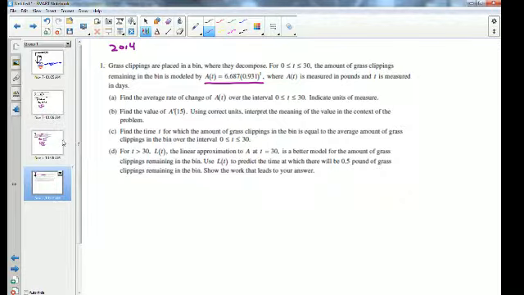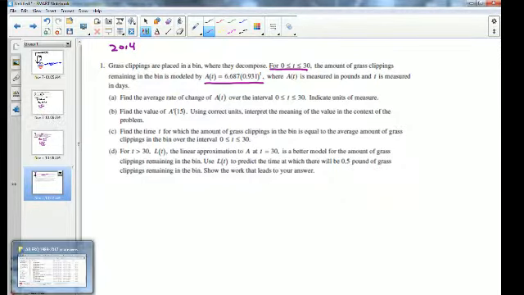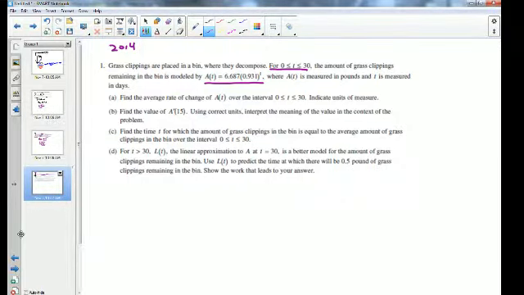Grass clippings are placed in a bin where they decompose. For 0 to 30, that's the time, x values. The amount of grass clippings remaining in the bin is modeled by this function, where A of t is measured in pounds and t is measured in days. Pounds, days. Okay, so you can do A. Find the average rate of change of A of t over the interval 0 to 30 and indicate units of measure.